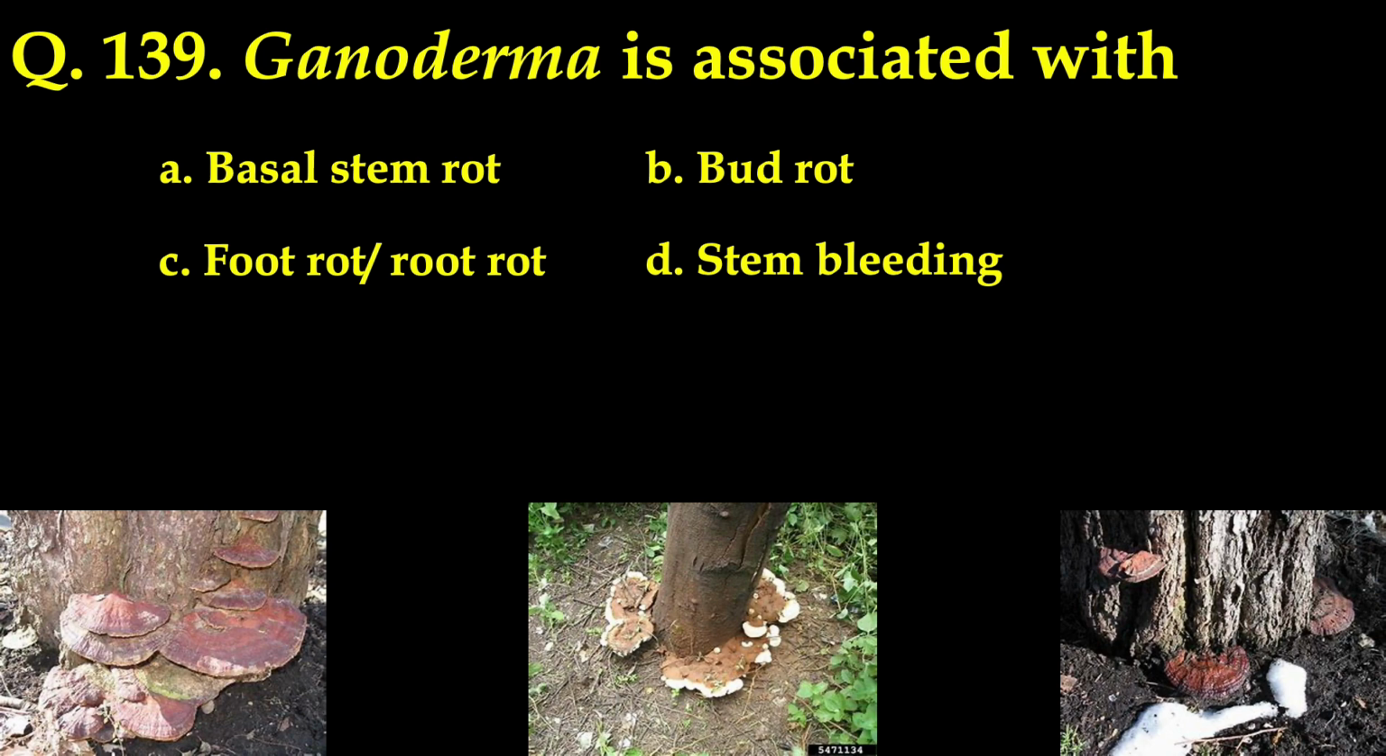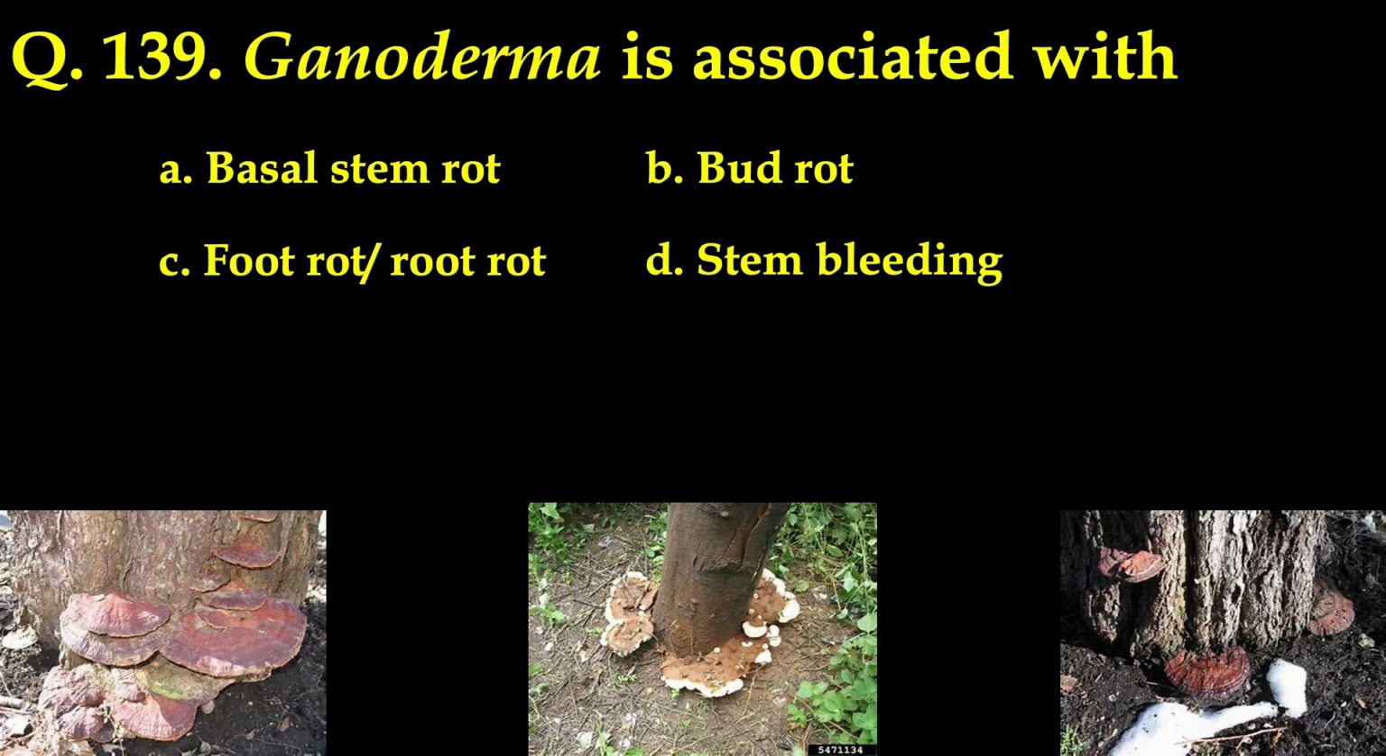Anabe disease is caused by a bracket forming fungus. The disease is also known as foot rot or Ganoderma. On the other hand, bud rot of coconut and areca nut is caused by an oomycete called Phytophthora palmivora, and this is one of the most serious diseases of this crop, especially in South India.